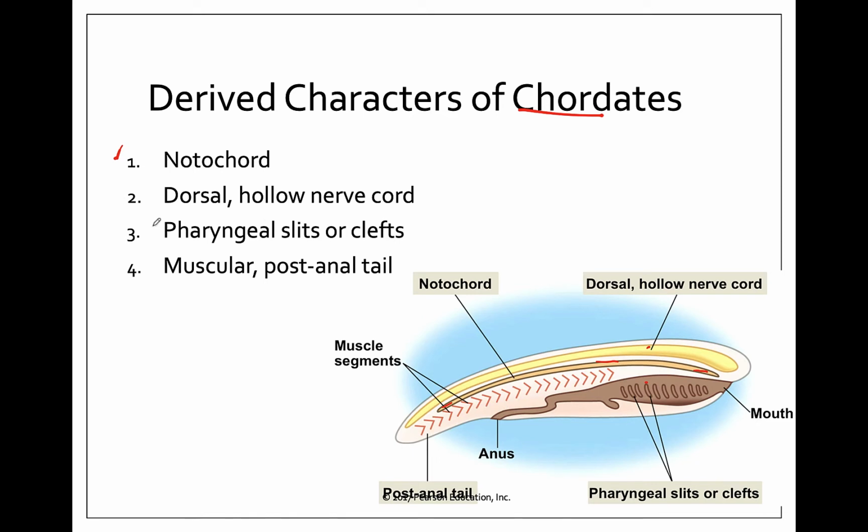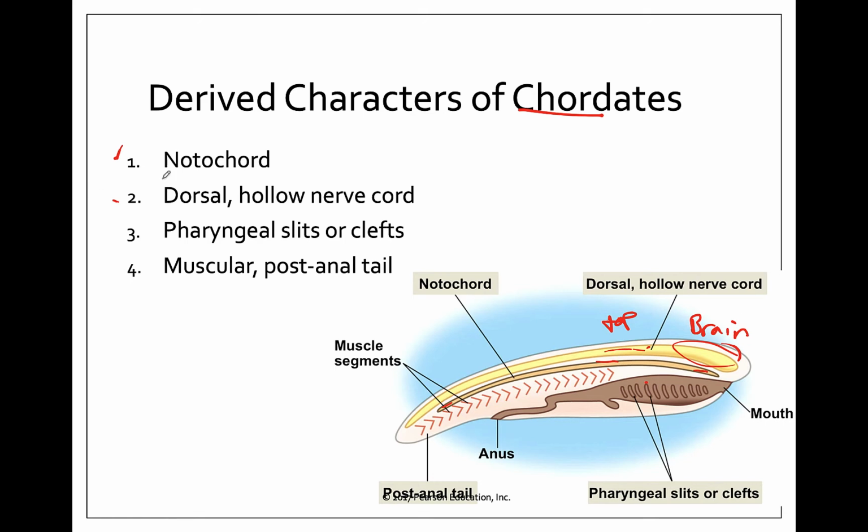The second one here is the dorsal hollow nerve cord. So this is dorsal, meaning it's on the top here. And this is our spinal cord, which is going to swell in the head to the brain. And this being dorsal is actually new. Most invertebrates have a ventral nerve cord, and this is going to become your central nervous system. So in a human, this is your brain and spinal cord.